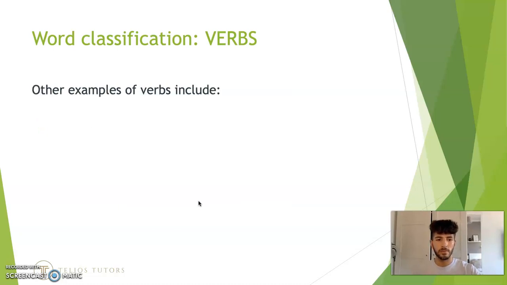Other examples of verbs include sing, walk, become, seem, and even water. Now here you might question, isn't water a noun because it refers to the object water? Now you're not wrong. Yes, water is a noun because it does refer to an object. However, in English, some nouns can also be used as verbs if you change their position in a sentence.